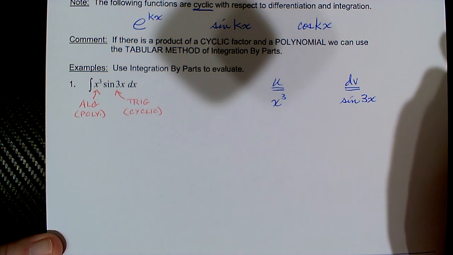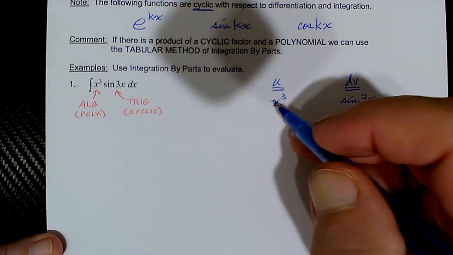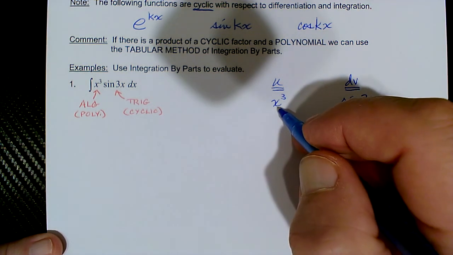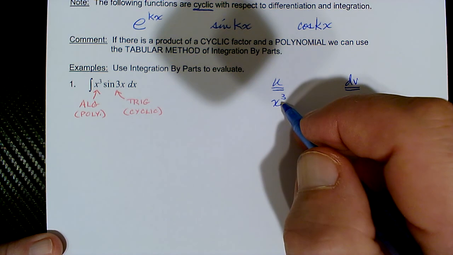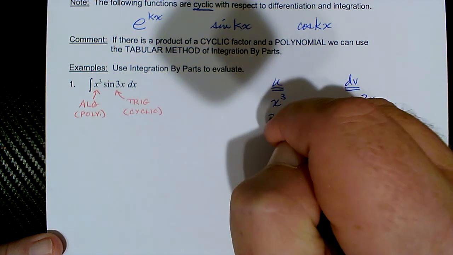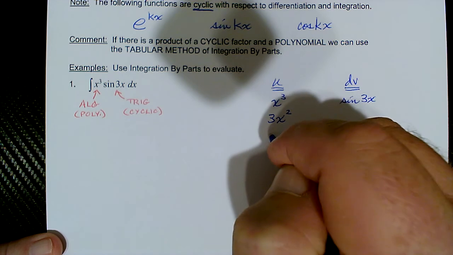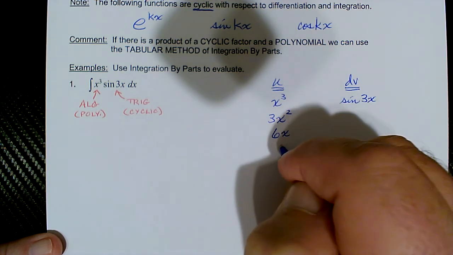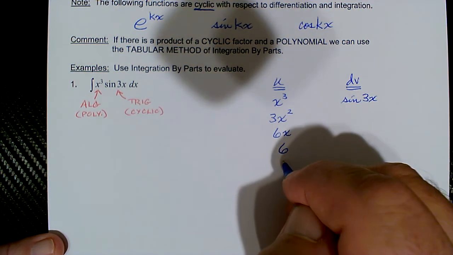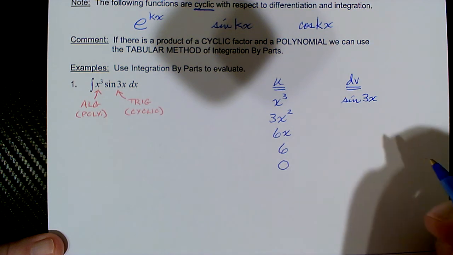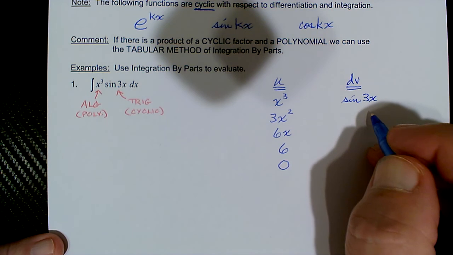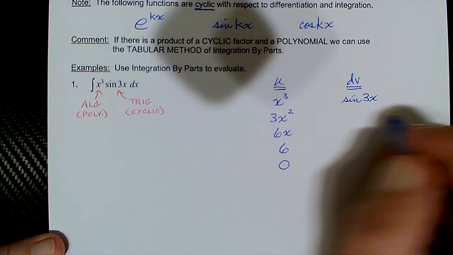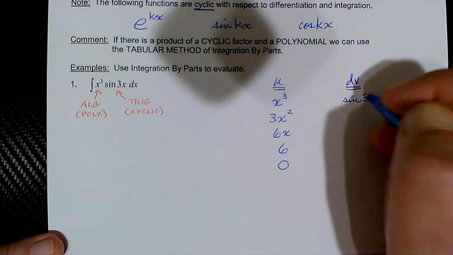And the beauty of this method is the fact that if u is a polynomial, you will be able to differentiate it successively and ultimately come up with 0. So that's the plan. So we're going to differentiate x cubed. If we differentiate it once, we get 3x squared. Twice we get 6x. Thrice we get 6. And then one more time we get 0. And then integrate dv the same number of times. And just make sure you line up your rows neatly. Okay, so you integrate it the same number of times.